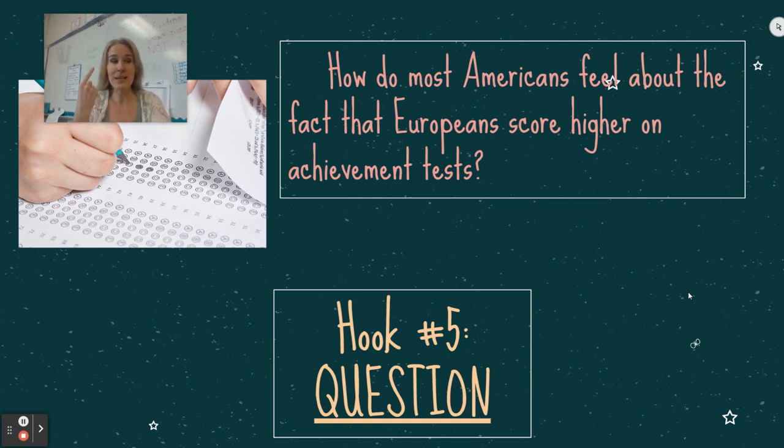So this makes me think, when I hear this, I'm like, what? Europeans score higher on achievement tests than Americans? And then my brain starts to go to, why? I wonder why they score higher. What do Europeans do differently than Americans? Are they doing something better than us that students are scoring high? You see how it's making me think? Did I give an answer to that question when I read it? No, but it made me kind of think about more questions I have.